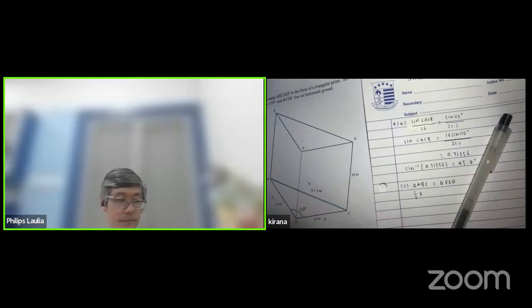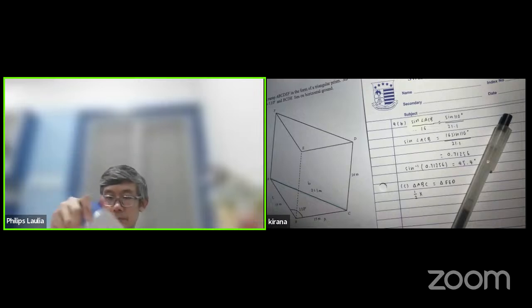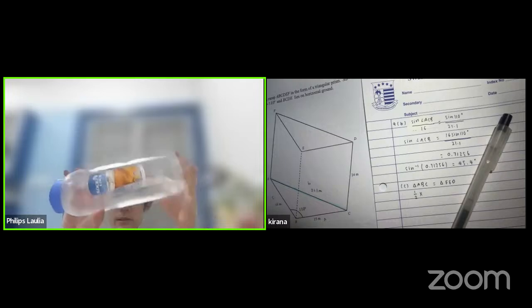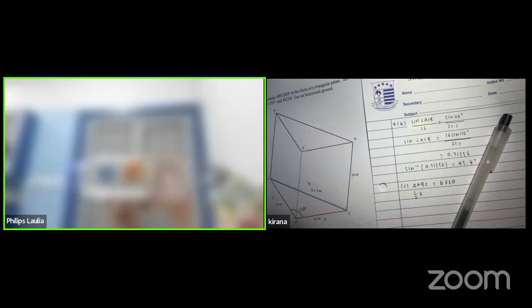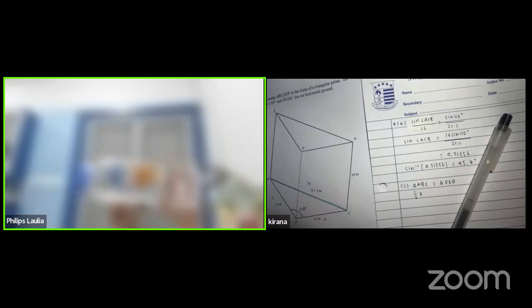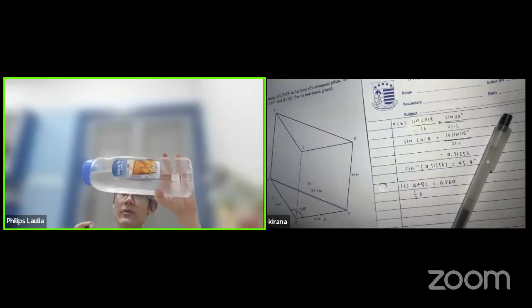No idea? Okay, let's revise, okay? Imagine that I have a bread. This is a bread, Kirana. You're very hungry. Your dad bought a bread. For some reason, the bread is not cut, so you cannot just eat it directly. But you're very hungry. You want some supper. So how are you going to cut this bread? I'm going to give you a few options.